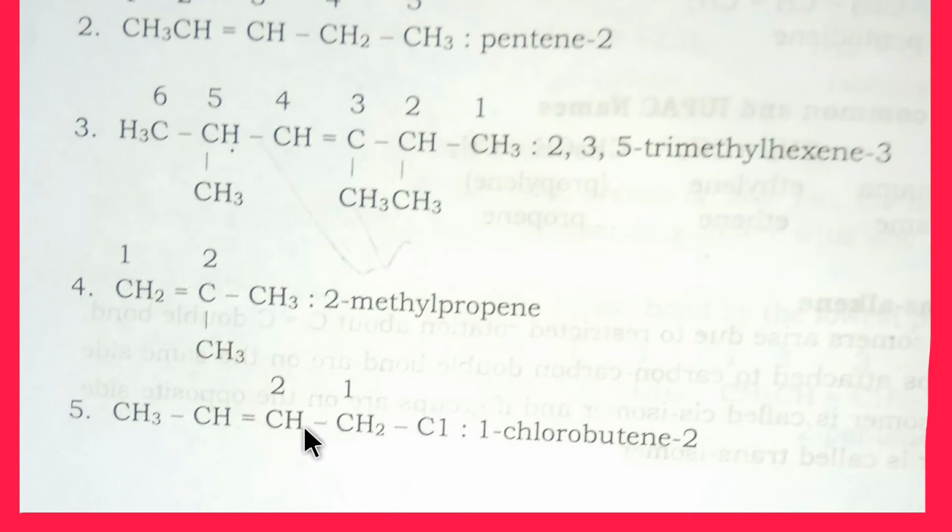So I will number from this way: 1, 2. So chlorine, as a substituent, the name will be chloro. The position of chloro is at carbon 1. So 1-chlorobutene. The position of the double bond is at carbon 2. So 1-chlorobutene-2.